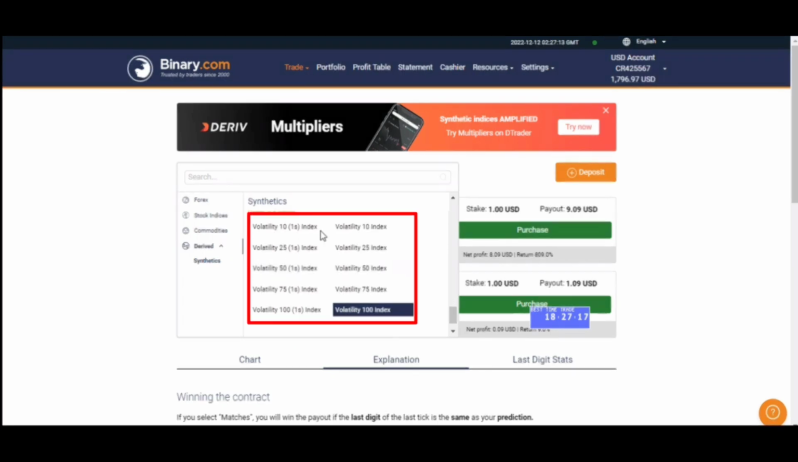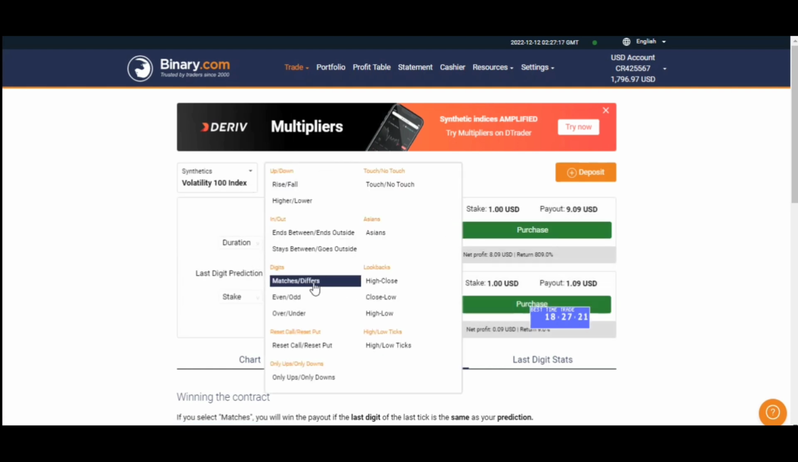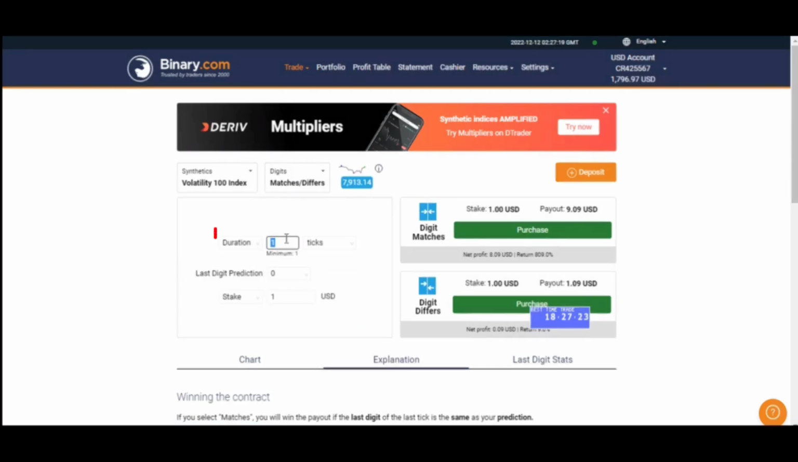Click the 1s market. That's the odd-even market strategy that you can use in this trade. This is the trading limit that you can use. Here I use 1 tick duration to start this trade.